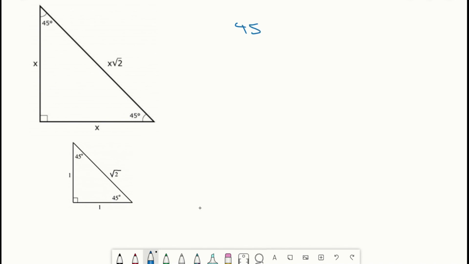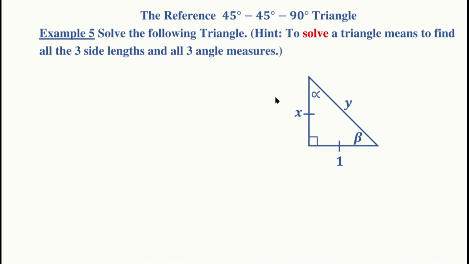So for a 45, 45, 90 triangle, we remember that if the sides opposite the two 45-degree angles are 1, then the side opposite the 90-degree angle will be square root of 2. This will help us solve any 45, 45, 90 triangle using the concept of similarity. Let's take a look at this problem.